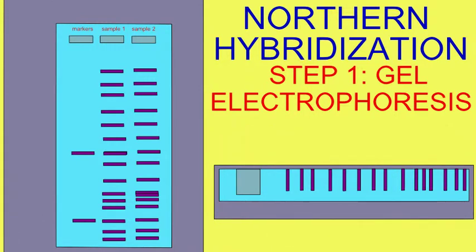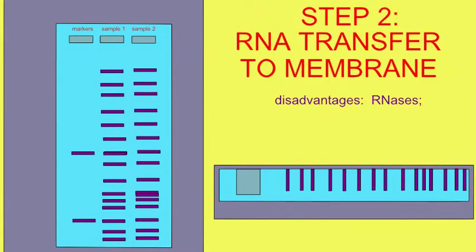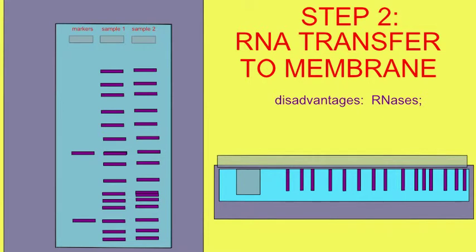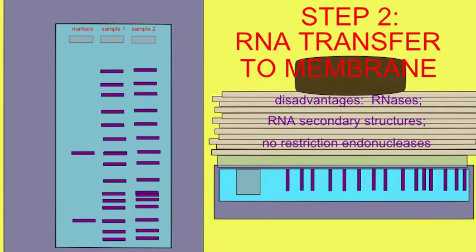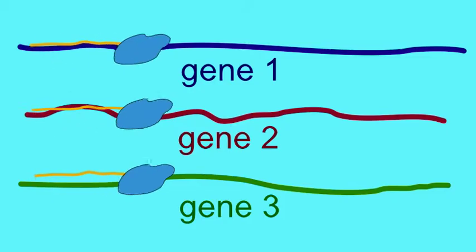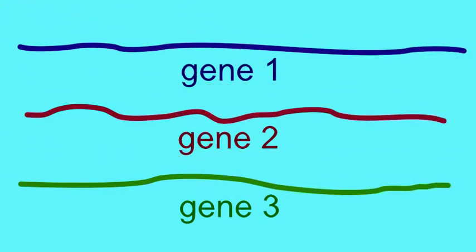There are disadvantages to this procedure in that RNA is easily denatured by RNases, both in the cell and environmental contaminants, and RNA can form secondary structures which can interfere with its travel through the gel. Also, there are no restriction endonucleases for RNA, although in some procedures the RNA can be converted to DNA by reverse transcription. While the study of DNA allows the identification of a gene, the study of RNA allows one to study the expression of the gene.